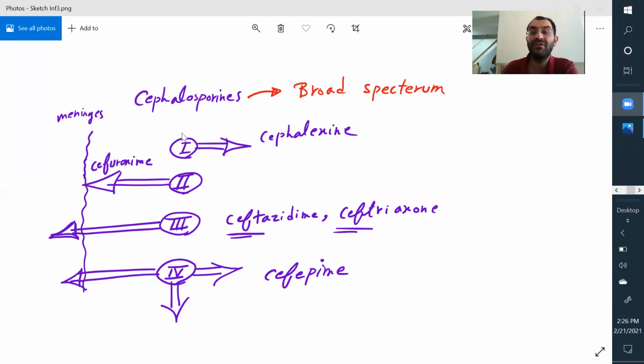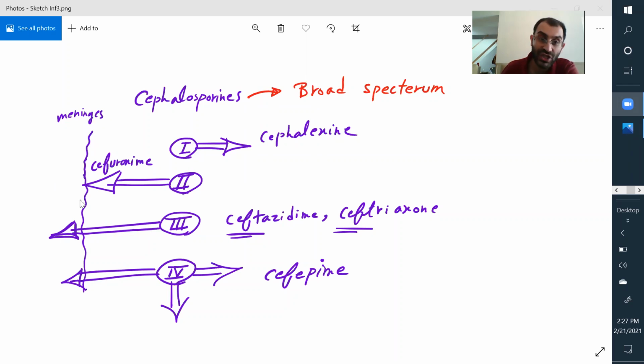Does it mean that cephalosporins, for example, second generation, third generation, are not gram positive killers? No, it doesn't mean that, because they're broad spectrum. But comparing first to the third generation, I am losing a bit of my gram positive coverage and I'm increasing my gram negative coverage.